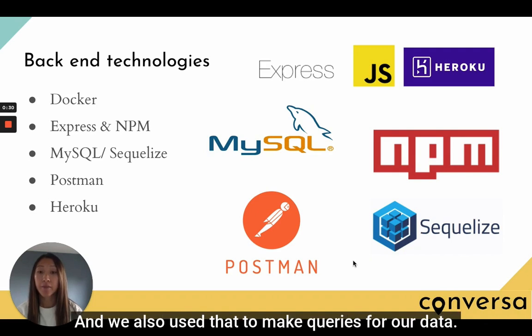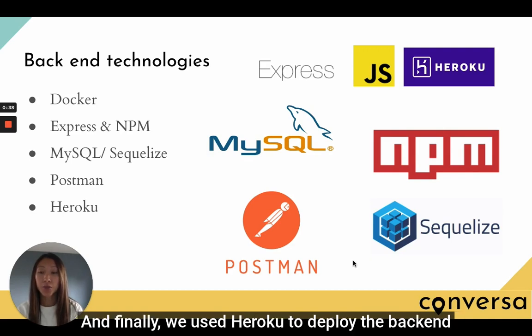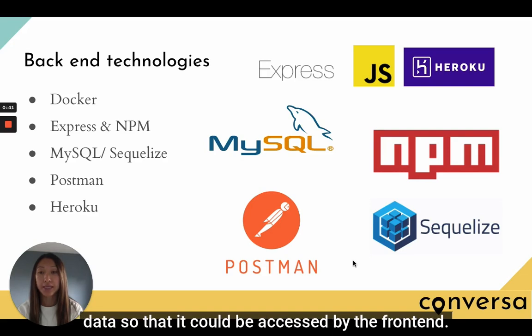And we also used that to make queries for our data. Postman was used in order to test all our endpoints. And finally, we used Heroku to deploy the back-end data so that it could be accessed via the front end.